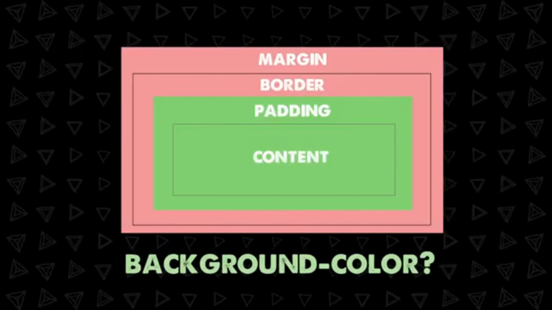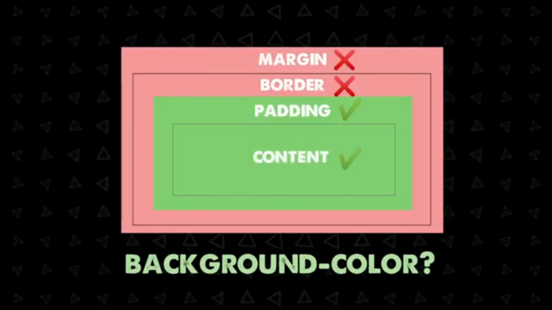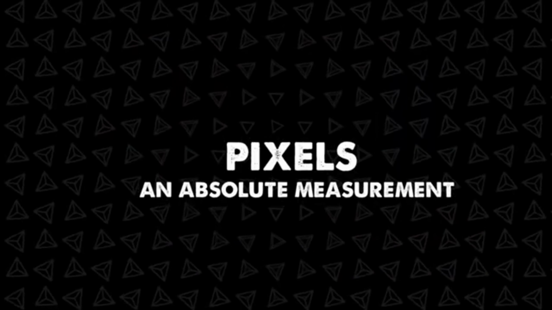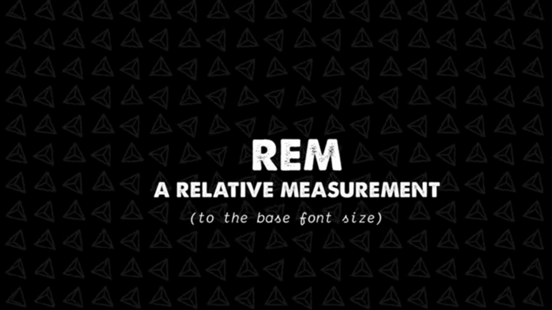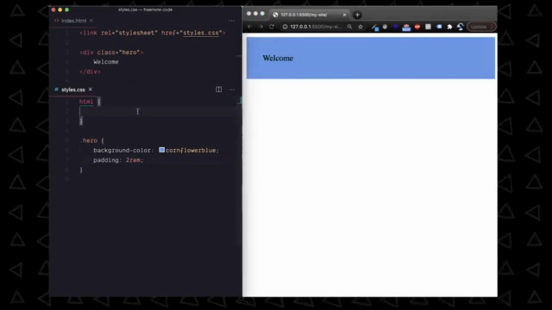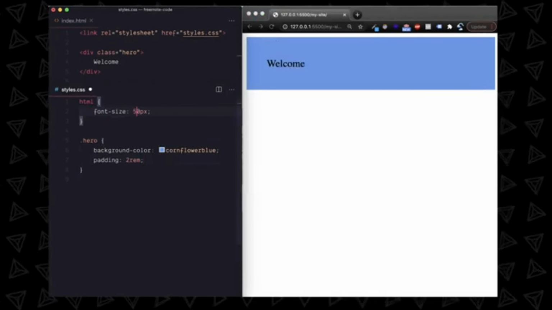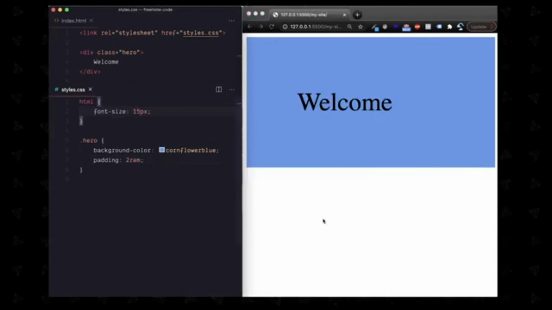It's important to know that your element's background color will get applied to padding, but not border or margin. We've set this padding with pixel values, but you can also make it rem or REM. Rem is relative to the base font size, so if you change the base font size, it will change the spacing of everything. This can be useful for responsive designs.